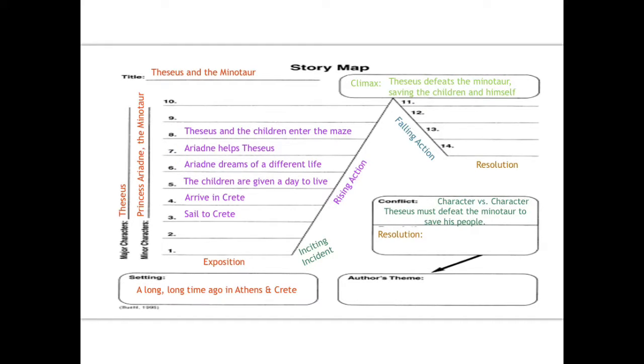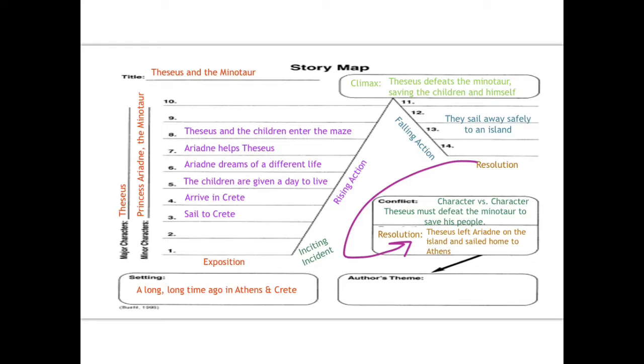The climax of the story is when Theseus defeats the Minotaur, saving the children and himself. In the following action, we see that they are able to sail away safely to an island. In the resolution of the story, we see that Theseus left Ariadne on the island and sailed home to Athens.